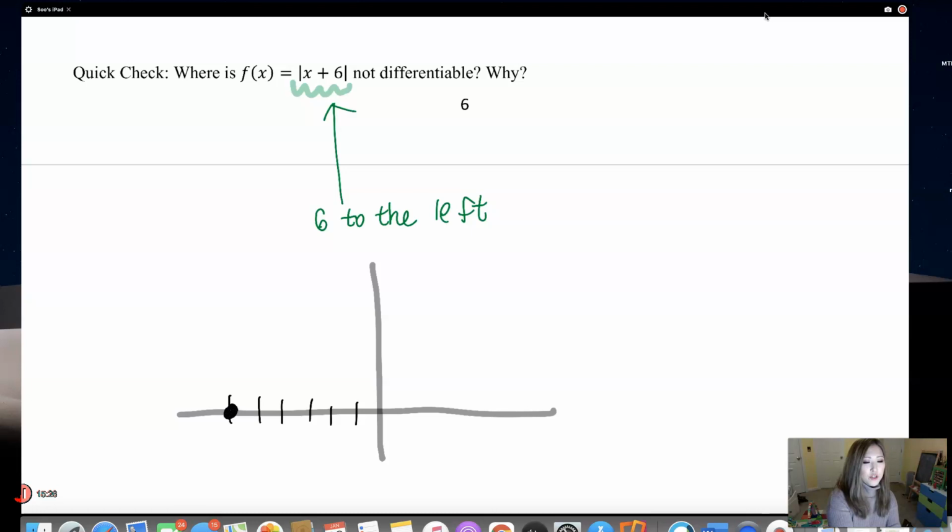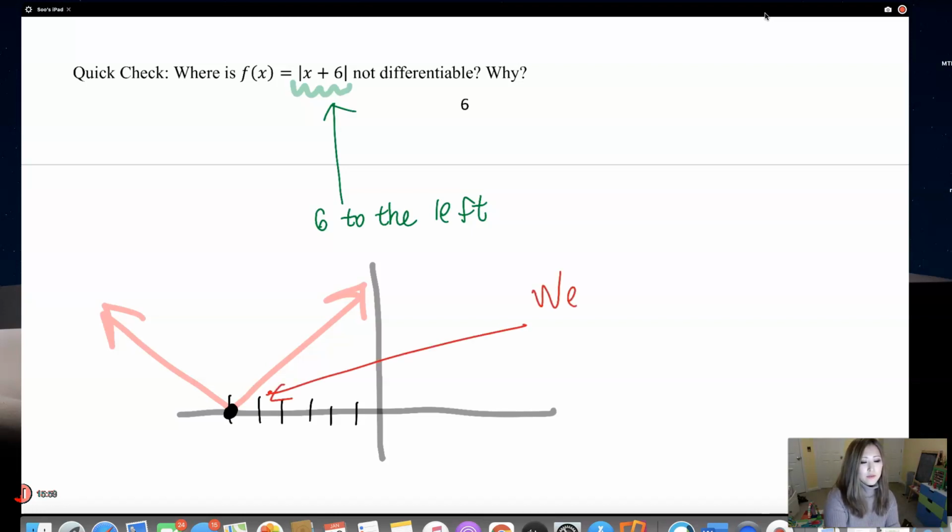And there's no vertical translation. They're not adding or subtracting a number outside. So I know it's going to sit right here, and I will have my beautiful V-shaped graph going up to the right, going up to the left. Now, where is this function not differentiable? Okay, we don't have any discontinuous points. We don't have any points of discontinuity. We don't have any vertical tangents. But guess what we have right there?